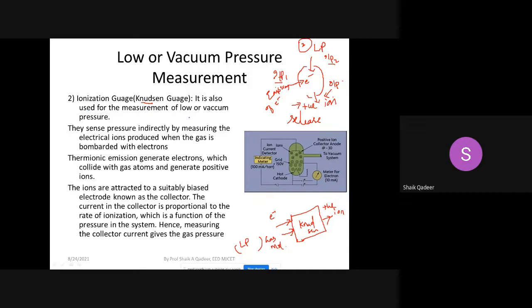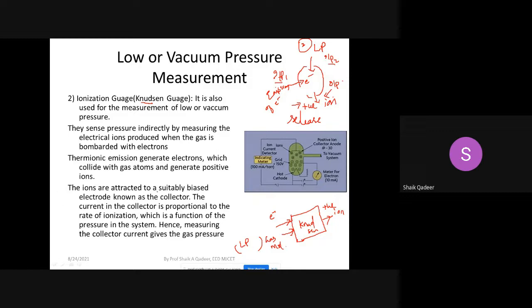It is also used for the measurement of pressure, same as our Pirani gauge. They sense pressure indirectly by measuring the electrical ions produced when the gas is bombarded with electrons. Third point, thermionic emission generates electrons. So this electron generation is because of thermionic emission. We are not going into that. These electrons collide with gas atoms and generate positive ions, which I have mentioned here. This electron is getting bombarded with these low pressure gas molecules and releasing positive ions. We provide a setup which measures the release of these positive ions and tries to relate it to the applied input pressure.